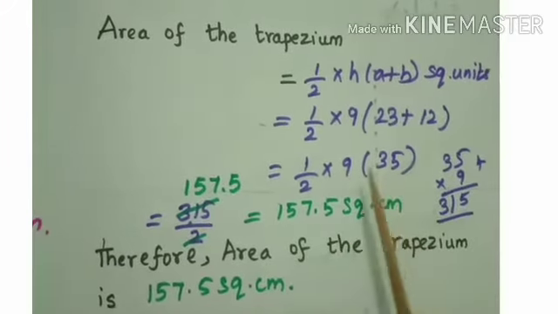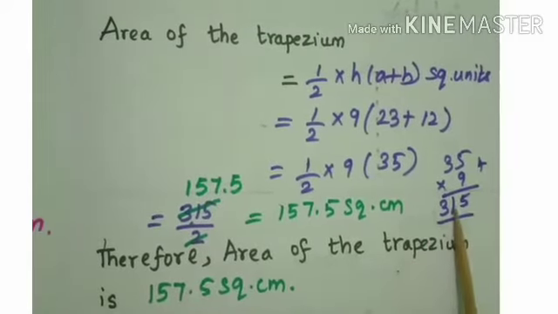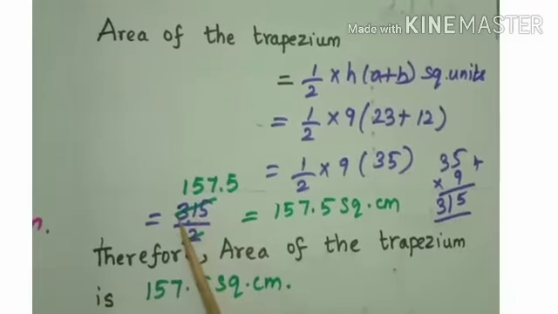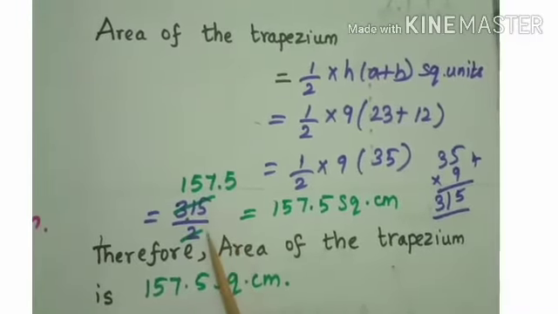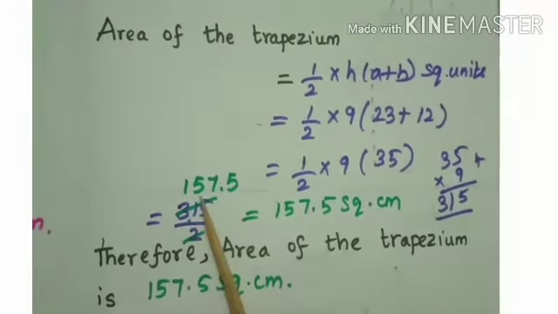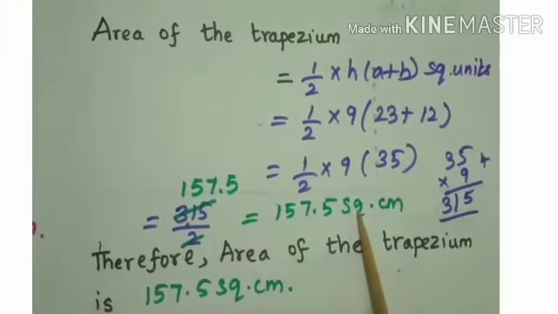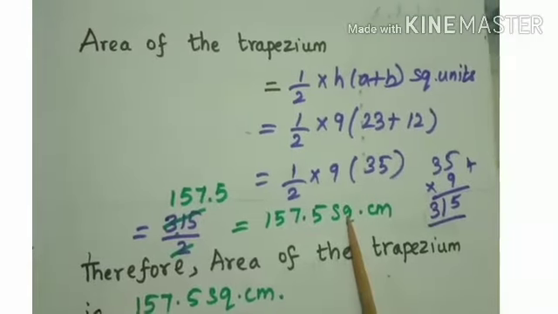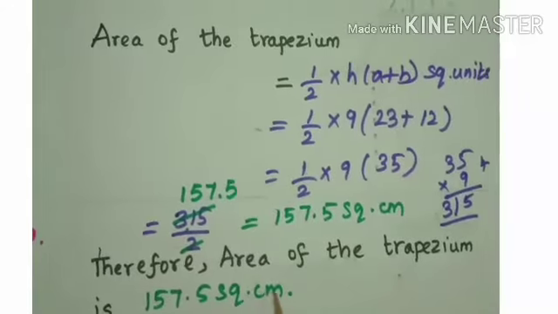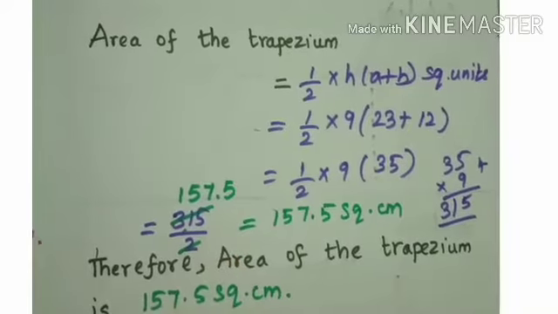In the numerator, multiply 9 with 35. When we multiply 35 and 9, we get 315. So now we have to divide 315 by 2. When we divide this value by 2, we get 157.5, which is the area of the trapezium. Therefore, area of the trapezium is 157.5 square centimeter. Students, I'll show you how to divide this value.